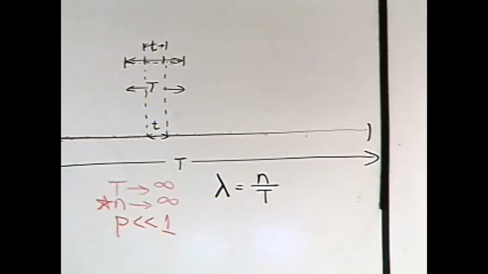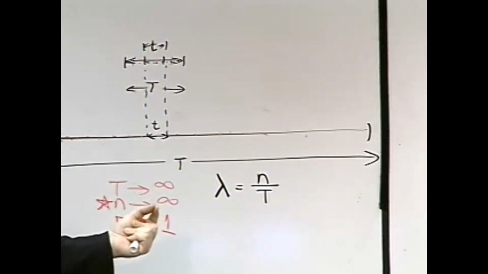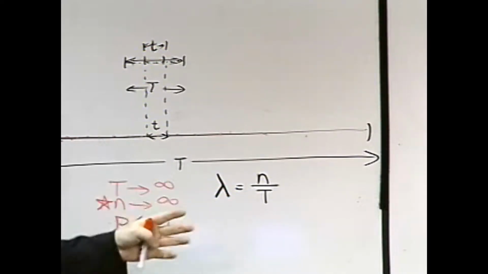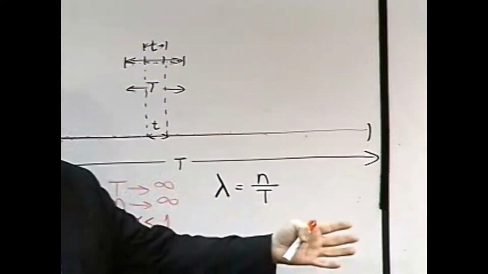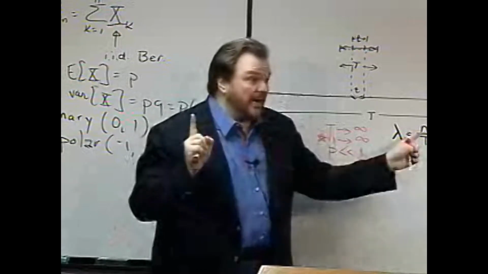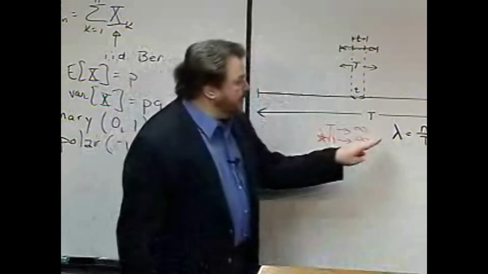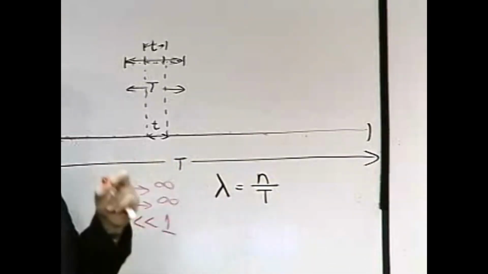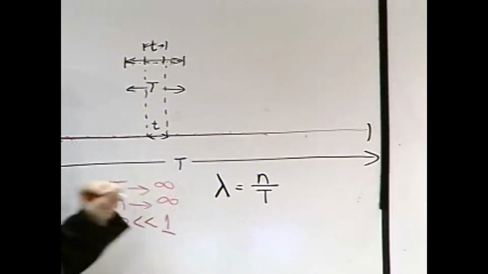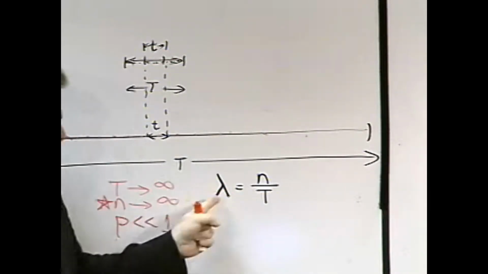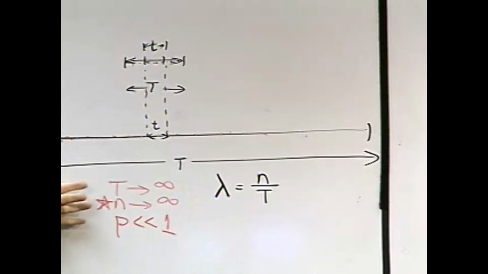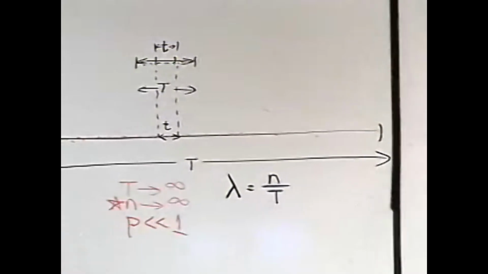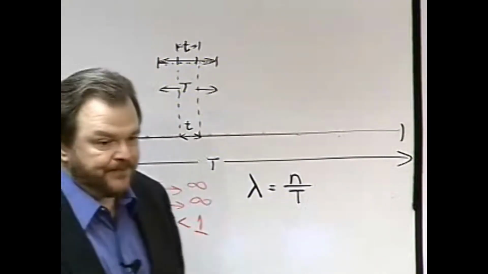So therefore, if we double the length, we're going to double the points on it. We triple it, we make three times as many points on it. We increase big T by a factor of a million, we increase the number of points on that interval by a factor of a million. So we are keeping this lambda equal to n over T constant in making this approximation. When we do this, again, we are satisfying the Poisson approximation. We're doing it exactly. n becomes very, very large, p becomes very, very, very small.